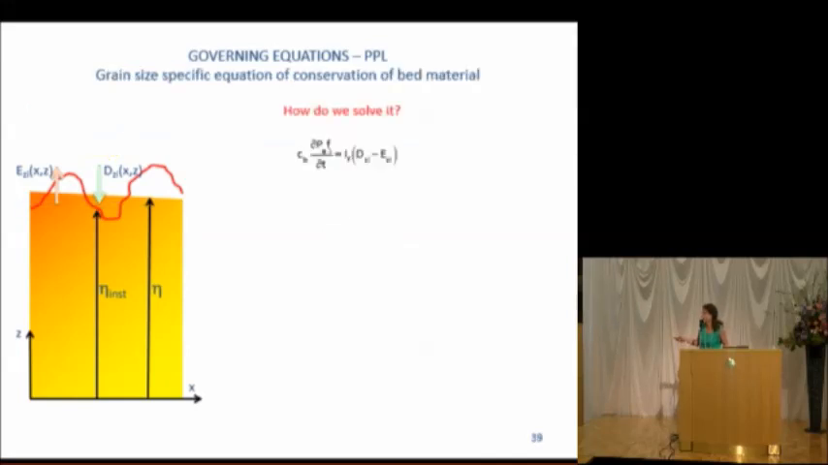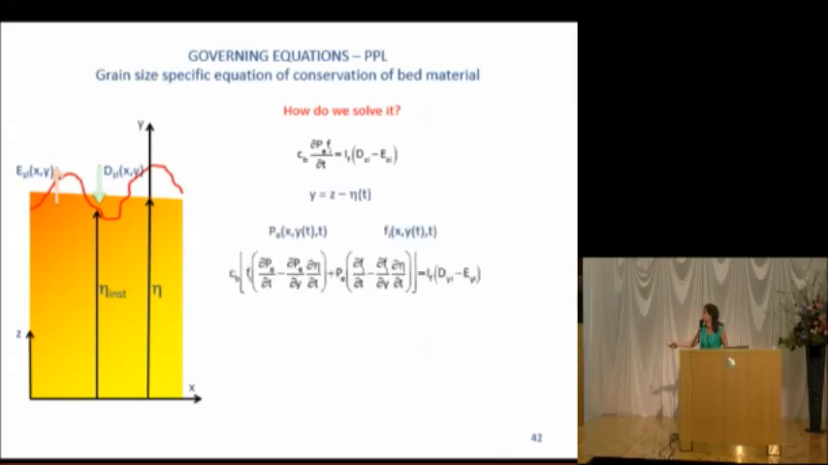Problem: how do we solve our equation? To do this, we do what Parker, Paola, and Leclair did in 2000. We define a boundary-attached vertical coordinate y as z minus eta, where eta is the mean bed elevation as a function of time, and we know how to compute it. In this new coordinate system, the probability of bed elevation fluctuations, as well as the fraction of sediment at each grain size range, are a function of space and time in this form. We can take this derivative, we get this equation here. Fine, how do we solve that?